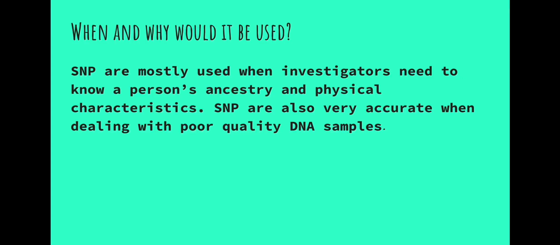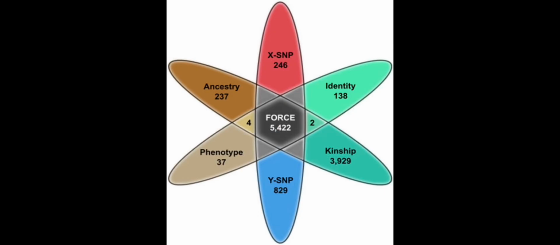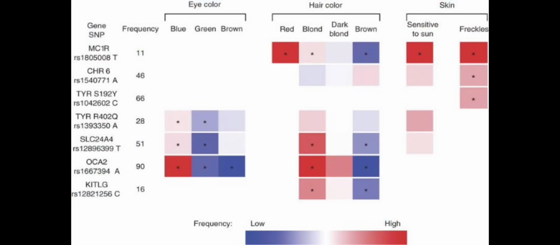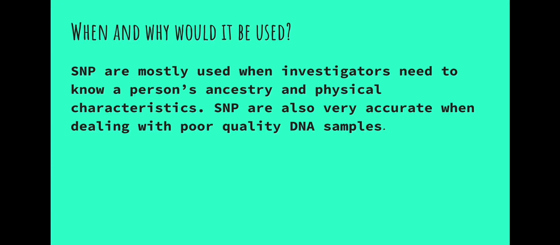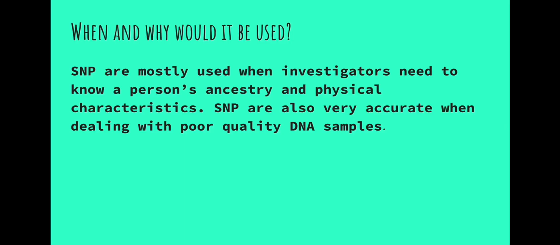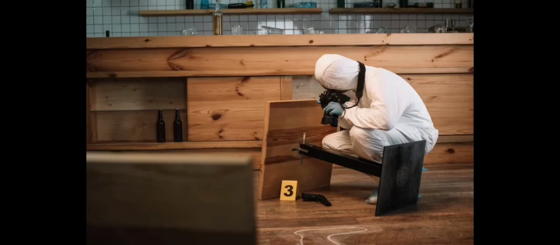So when and why do we use SNPs today in forensics? SNPs are useful when working with low quality or old DNA, like in cold cases. They also give investigators more information, like a person's eye color, hair color, skin tone, and ancestry. SNPs help when standard STR testing doesn't work or gives unclear results. This makes them super valuable in forensic investigations, especially when we don't have a full DNA profile.